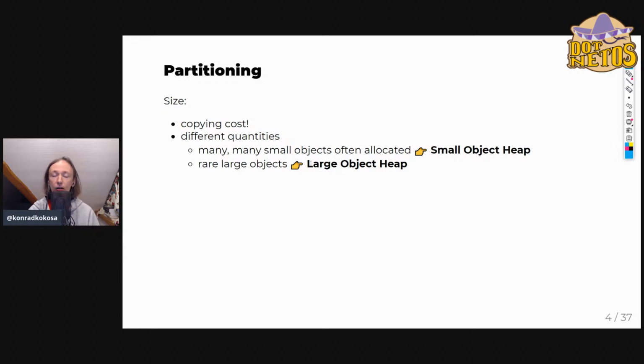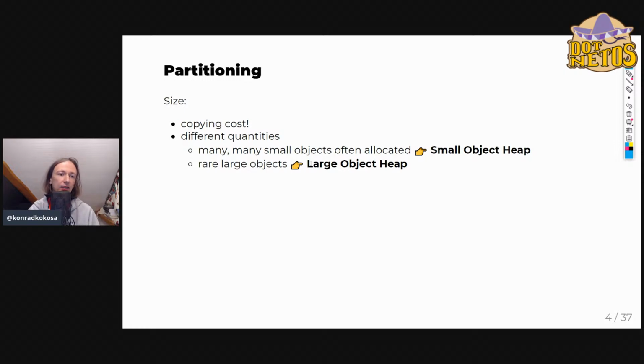First of all, copying cost, because if we would like to compact a given partition, we expect that compacting large objects will be much more costly because they are big, so copying them will introduce a big memory traffic. So we say, okay, probably we will be a little bit more afraid of copying big objects.